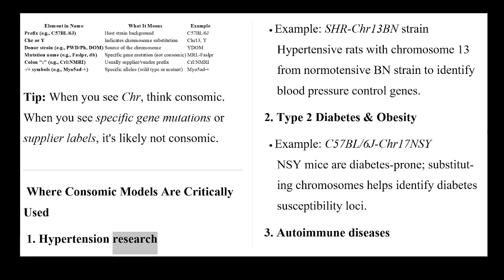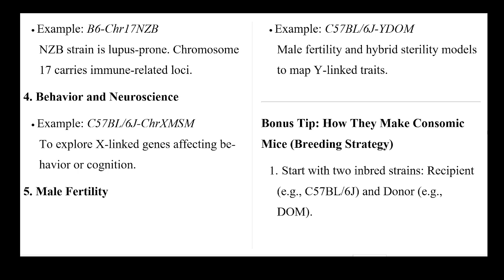1. Hypertension research. Example: SS-CHR13BN strain, hypertensive rats with chromosome 13 from the normotensive BN strain, to identify blood pressure control genes. 2. Type 2 diabetes and obesity. Example: C57BL/6JCHR17NSY. NSY mice are diabetes prone, and substituting chromosomes helps identify diabetes susceptibility loci. 3. Autoimmune diseases. Example: B6CHR17NZB. The NZB strain is lupus prone, and chromosome 17 carries immune-related loci.